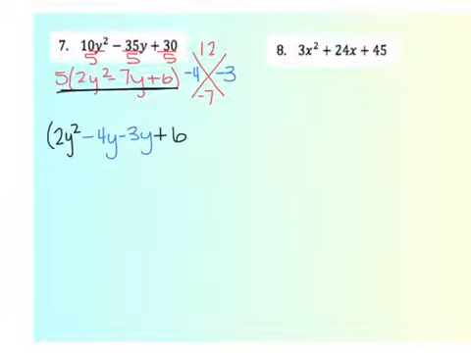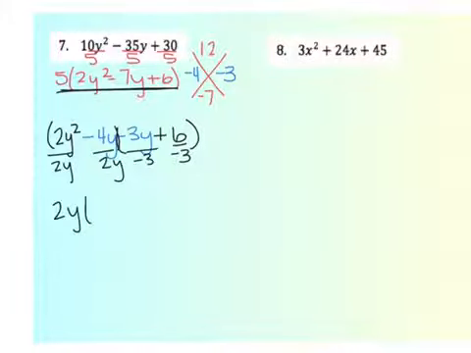From there I can factor by grouping. So 2y squared and 4y, they both have a 2y in common. And then a 3y and a 6. Since that's a negative 3, we're going to go ahead and take out a negative 3 from both of them. So I'm going to have a 2y. What would be left would be a y minus 2. A minus 3 times y minus 2.